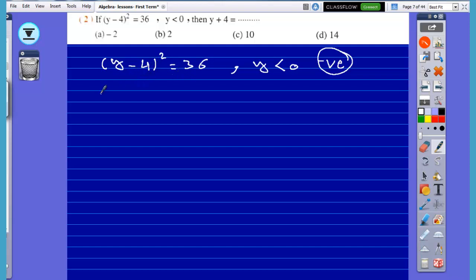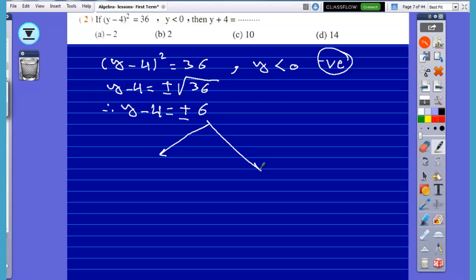By taking the square root of both sides, what do we get? y - 4 equals positive or negative square root of 36, two roots. So y - 4 equals positive or negative 6. The square root of 36 is 6. So we have two cases here.